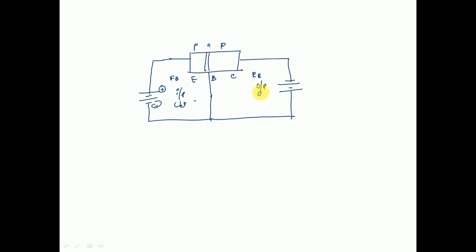This is the output circuit. This is negative. This is positive. P to minus, N to plus. This much is clear. This will be called your cathode since it is at a higher potential. This will be known as the anode.